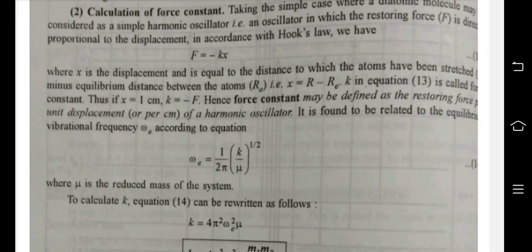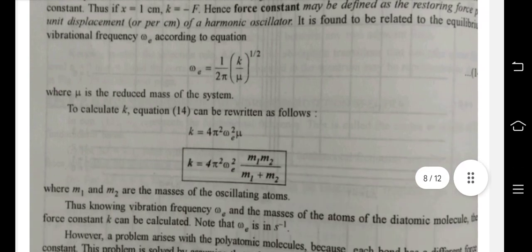Thus, if x is equal to 1 centimeter, K is equal to minus F. Hence, force constant may be defined as the restoring force per unit displacement of a harmonic oscillator. It is found to be related to equilibrium vibrational frequency ωe. According to the equation, ω is equal to 1/2π into under root K upon μ, where μ is the reduced mass of the system.